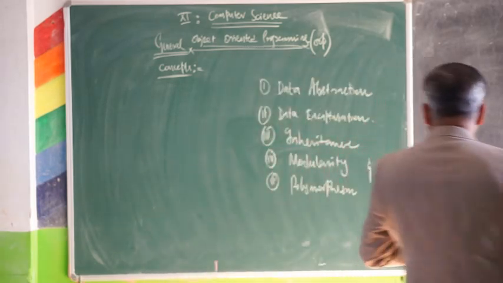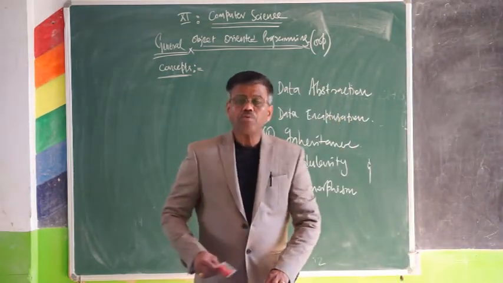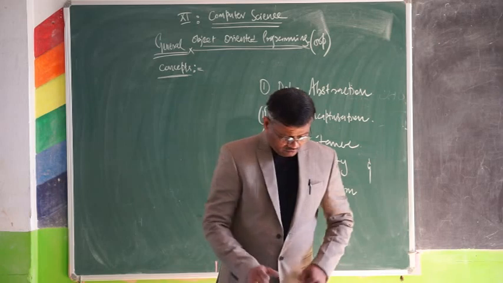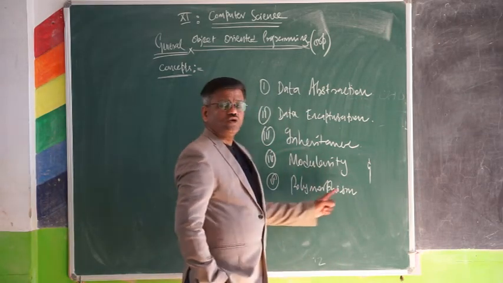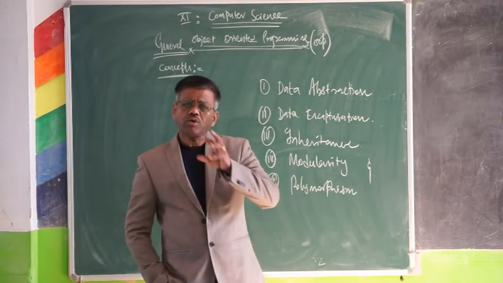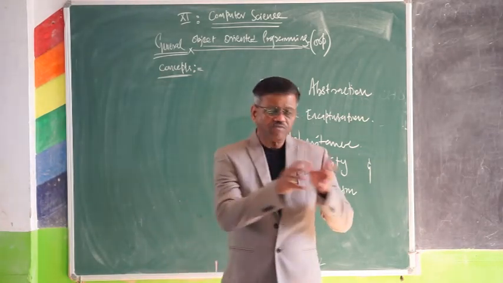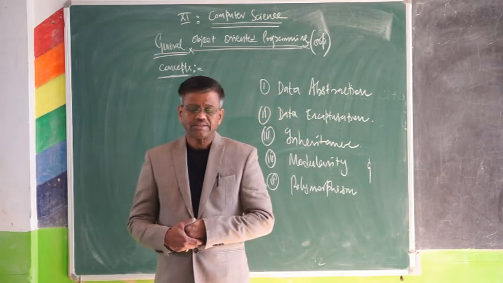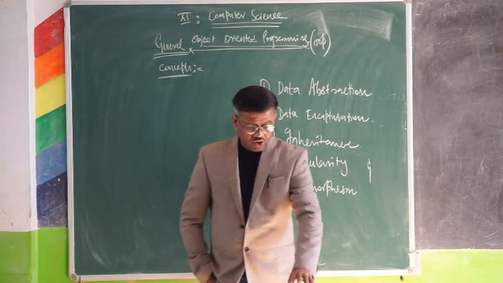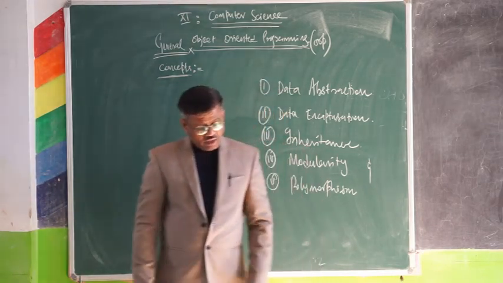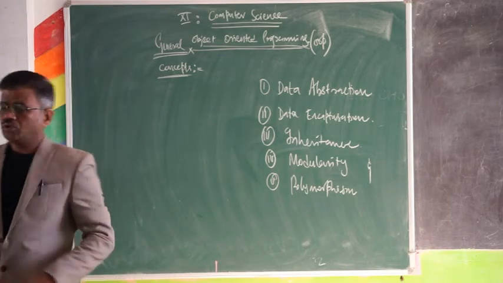Here I go. The last one is called polymorphism. Polymorphism means, poly means many, morphism means changing. Only one program will behave at a different place in a different way. Polymorphism is the ability for a message or the data to be processed in more than one form.